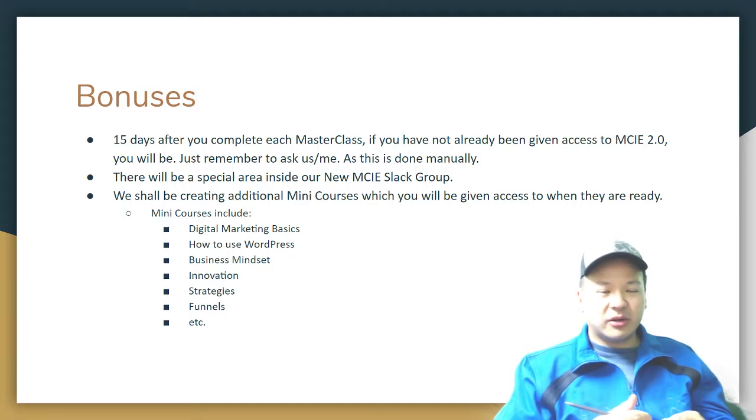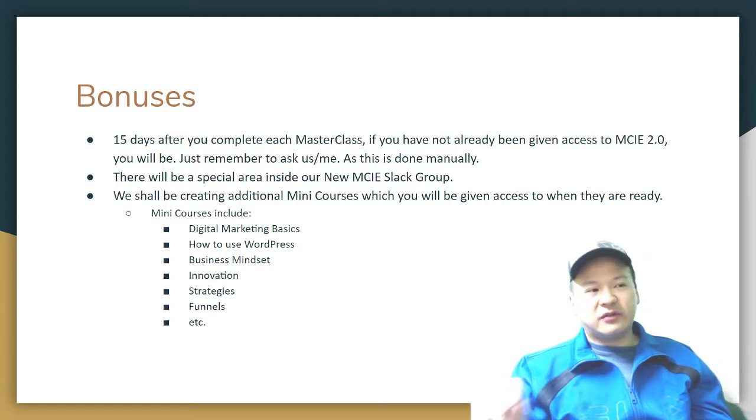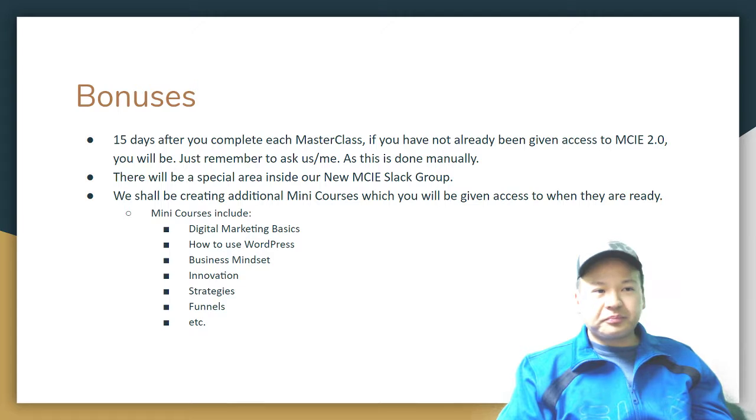We finished MCIE 2.0 a few months ago. So now if you do this, we can give it to you for free. It is worth at least $1,000. We charge like $990 for this course, and there's lots of stuff inside. Remember to ask us when you finish the 30 days, then 15 days later we'll give you access. Just remind us. It is done manually, so we might forget, but just remind us.